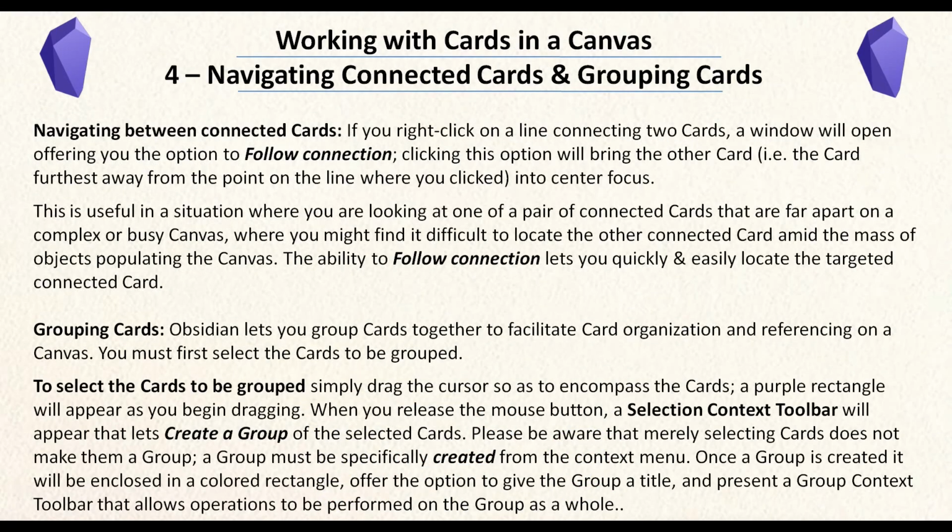Okay, part 4 of working with cards in a canvas: navigating connected cards and grouping cards. If you right-click on a line connecting 2 cards, a window will open offering you the option to follow connection. Clicking this option will bring the other card, that is, the card furthest away from the point on the line where you clicked, into center focus.